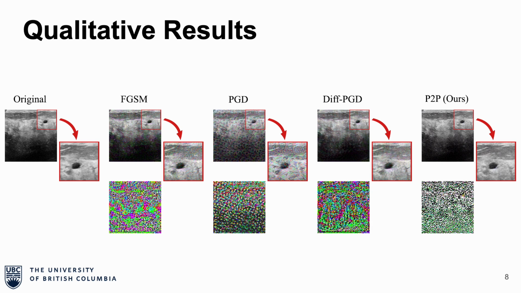As you can see, the perturbations in PGD are quite noticeable and exhibit a structured pattern. When you zoom in, subtle artifacts are also visible in FGSM and Diff-PGD. In contrast, the image produced by our method, P2P, remains visually almost identical to the original. This highlights the ability of our approach to generate high-quality, realistic perturbations that are difficult to distinguish.